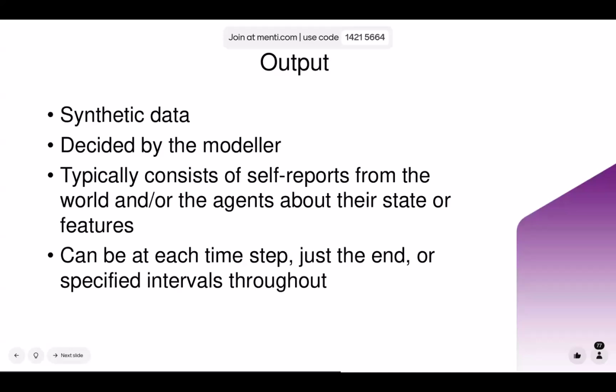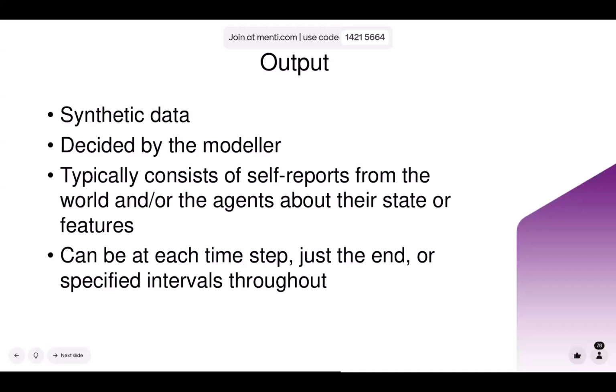Or it could be, what are the stock market prices at each time step? You could also ask each individual agent to report their location, their bank balance, their current age at each time step, or every time step, or only at the end of the simulation run. It really depends on the logic of the thing that you're trying to represent in your simulated world.